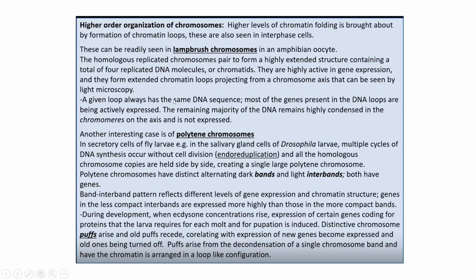And another case is the polytene chromosome. Polytene chromosome is present in the secretory cells of fly larva, for example in the salivary glands of Drosophila. Multiple cycles of DNA synthesis occur without cell division. All the homologous chromosomes are held side by side, creating a single large polytene chromosome. And the polytene chromosome has a distinct set of dark bands and light bands, which have genes. So what happens in the polytene chromosome? It is present in the secretory cells of the fly larva, that is, in the salivary glands of Drosophila.